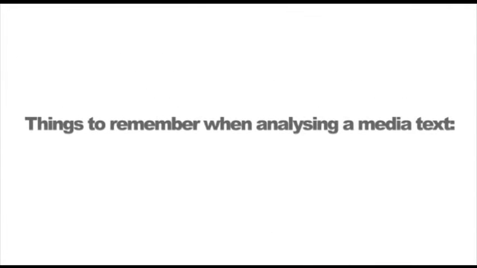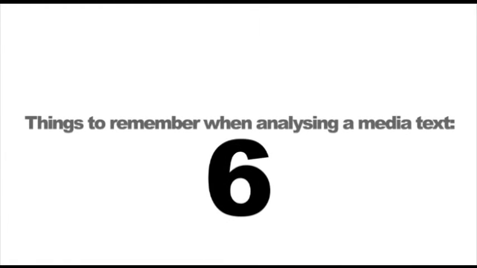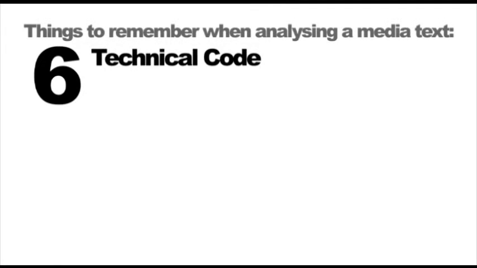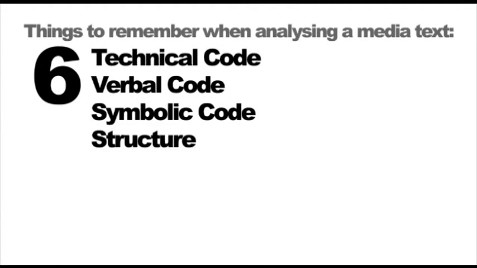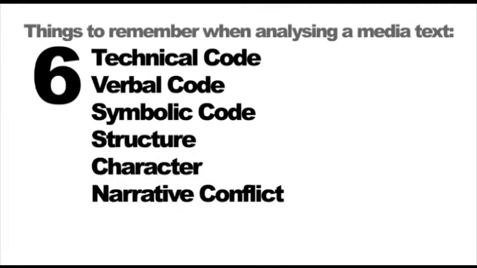So remember, when studying narrative, you are looking at how the story is told through 6 different means. Technical code, verbal code, symbolic code, structure, character, narrative conflict. Happy analysing.